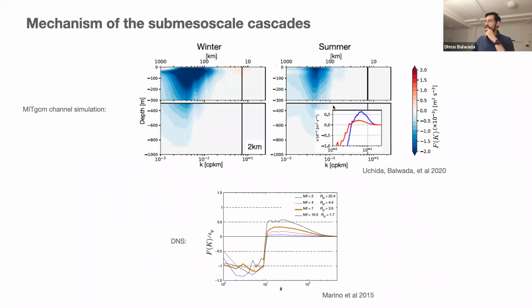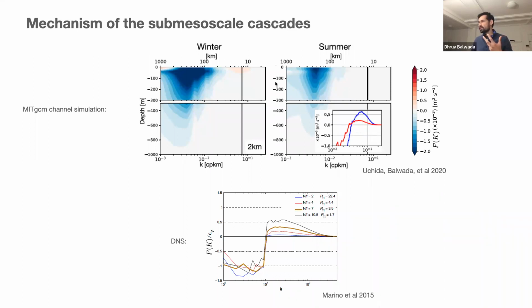And so the top plot is showing spectral transfers in a simulation that was run by Takaya Yoshida a few years ago in winter and summer. So blue means that the energy is being transferred to large scales, and reddish colors means that the energy is being transferred to small scales. And so basically what they find is that in winter, there's a strong inverse cascade because the mixed layer instabilities are getting stronger. In summer, this inverse cascade gets weaker.